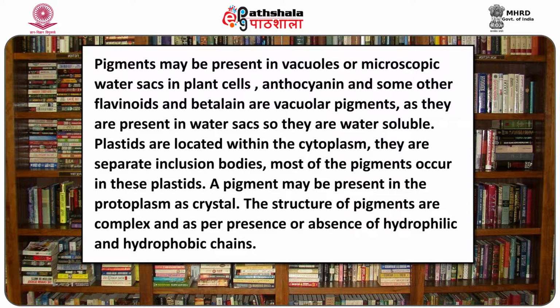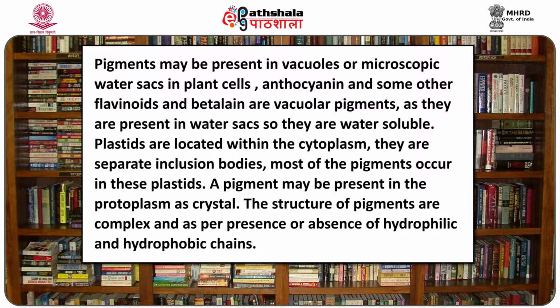Anthocyanins and some other flavonoids and betalains are vacuolar pigments as they are present in water sacs. So they are water soluble. Plastids are located within the cytoplasm. They are separate inclusion bodies. Most of the pigments occur in these plastids. A pigment may also be present in the protoplasm as a crystal.